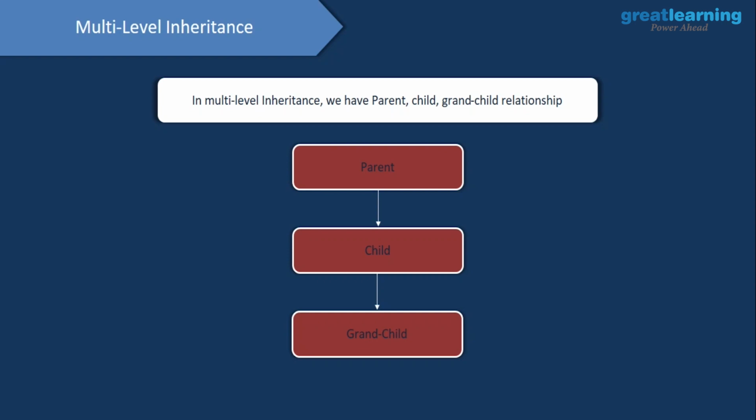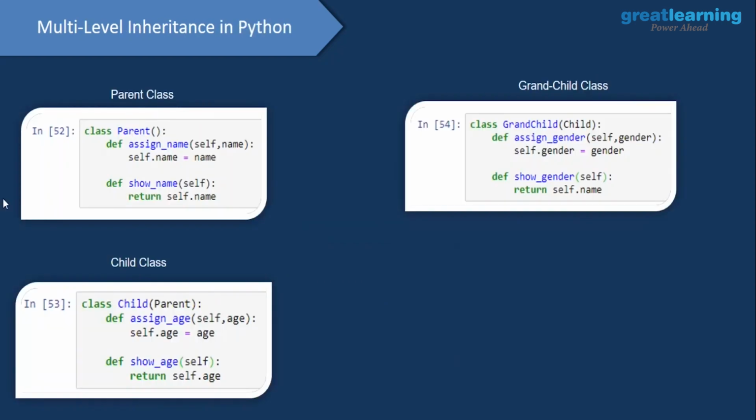And as a grandchild inherits his or her features from maybe his parents, and those parents inherit their features from their grandparents. So here you have multiple levels, and this is what is known as multi-level inheritance. So here we have 3 classes.